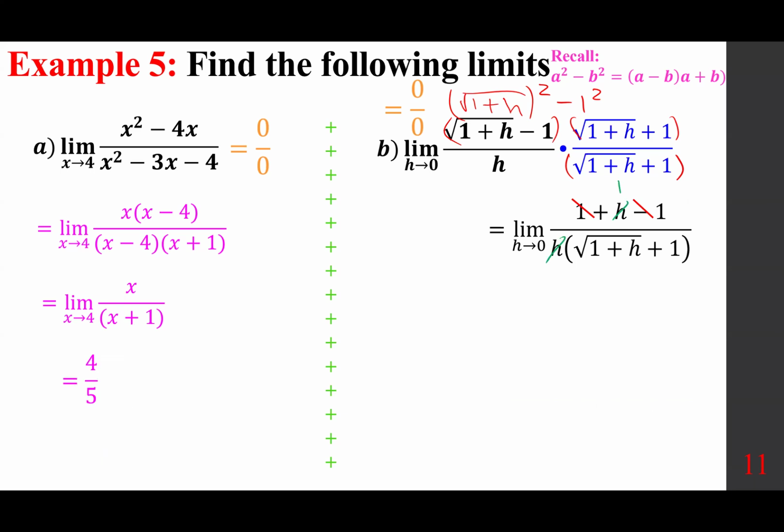H cancels out the h. And if you plug in, this becomes 1 and 1 is 2. The answer is 1/2. So again, pretty straightforward, everybody. So you can see 0 over 0 can become 0, can become infinity, can become any number in between. You have to work it out. In this case, we've got different numbers.